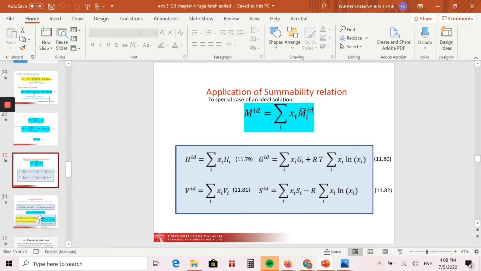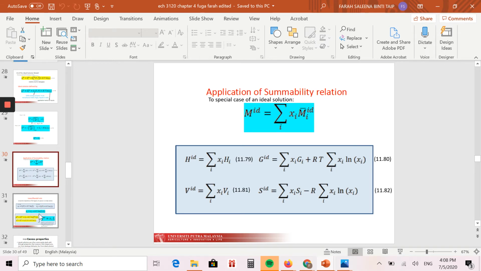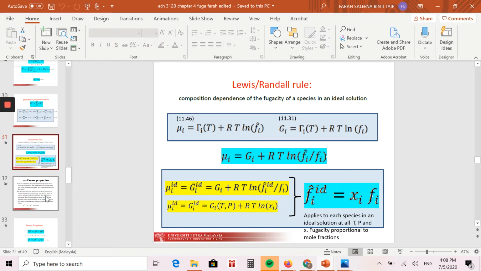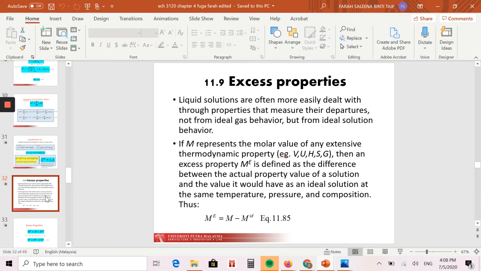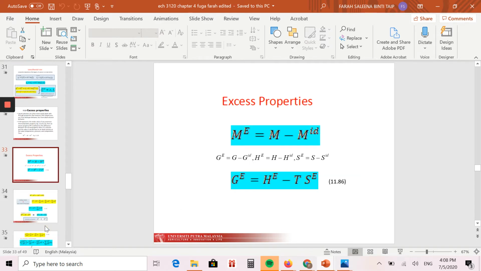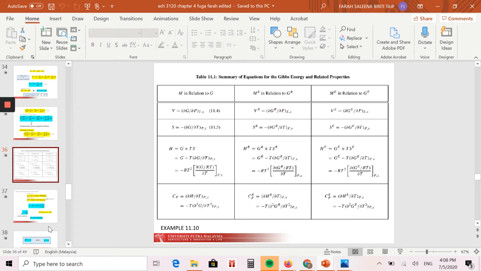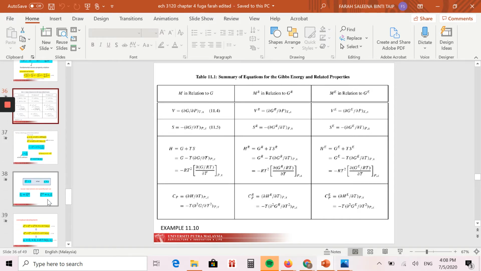And from there, we look at the summability relation. So this is also quite important for you to remember. And then the Lewis-Randall rule. And we look at the excess properties, which is basically the same as residual properties. But again, the residual properties refer to the ideal gas, and this one refers to the ideal solution. Okay. And then lastly is this table, which shows a summary of the equations. Again, you will be using quite a lot from this table.